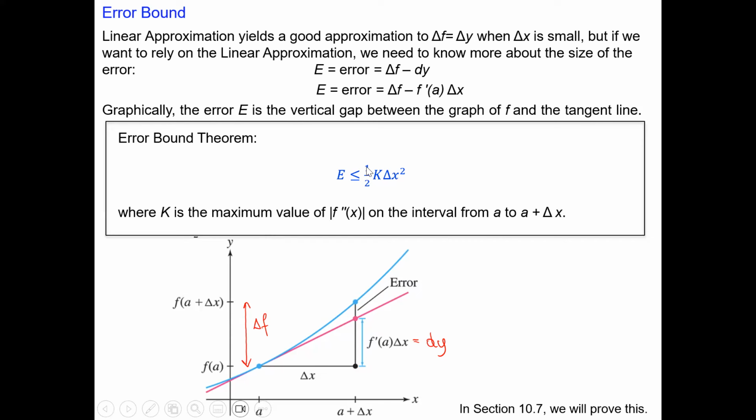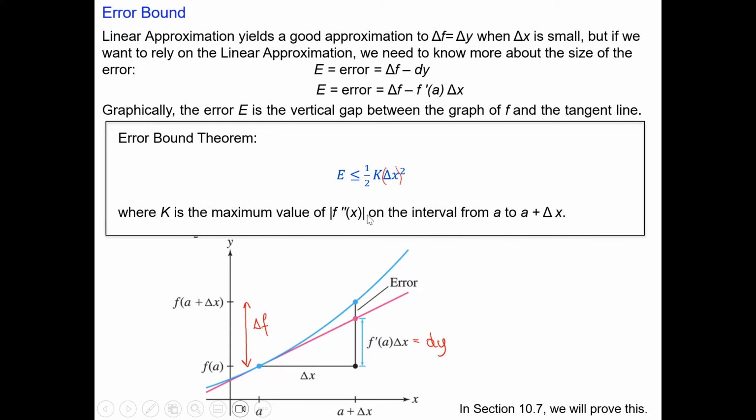The size of the error is smaller than or equal to 1/2 quantity K times the run, delta x squared. Yes, delta x, the entire difference, how far away we're going from the point A, squared. Okay, now the quantity K. K is the maximum value of the second derivative on the interval where we're going away from A. That means from A to A plus delta x.